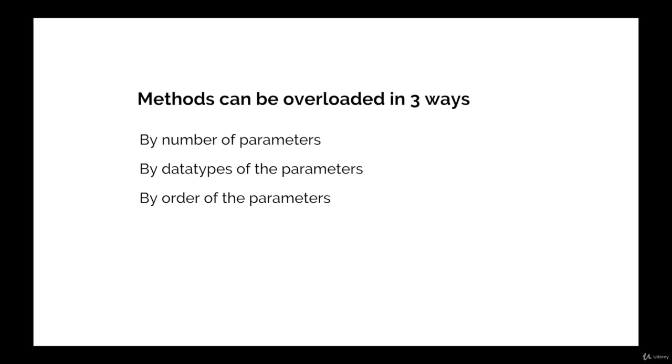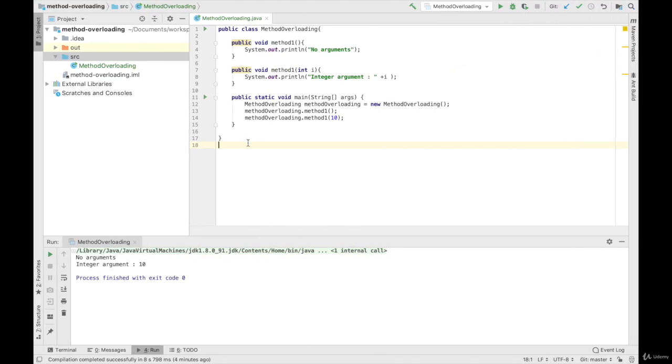There are different ways of overloading methods in Java. The first way is by number of parameters. The second way is by the data types of the parameters. And the third one is by the order of the parameters. Now let's see what each one means, starting with by number of parameters.